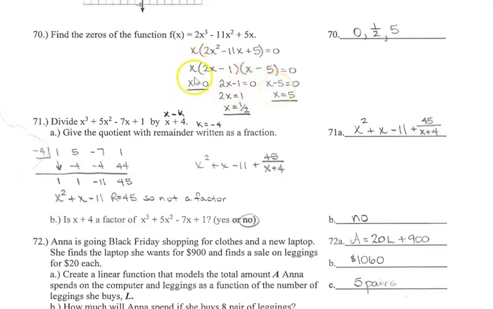And so I've got x equals 0. This guy, I'm going to add 1 to both sides and divide by 2 to get the 1/2. And then this one, I'm just going to add 5 to both sides. So my solutions then would be 0, 1/2, and 5.